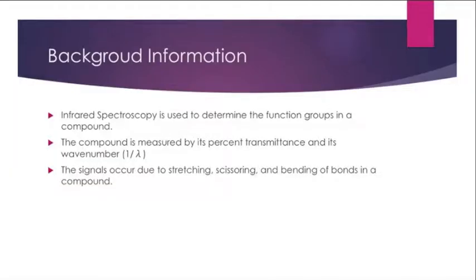Infrared spectroscopy is used to determine the functional groups in a compound. The compound is measured by its percent transmittance and its wave number, which is the inverse of wavelength. The signals occur due to stretching, scissoring, and bending of the bonds in a compound.